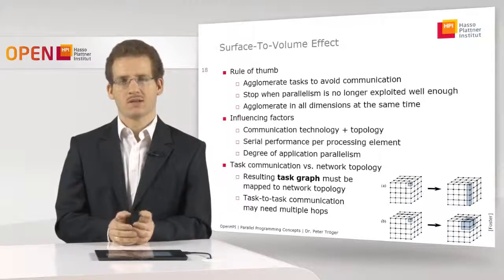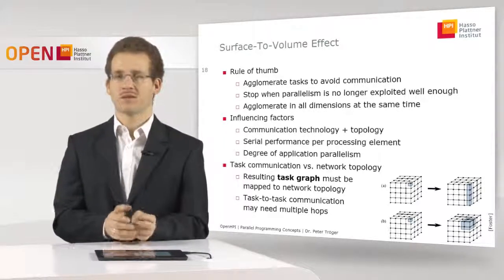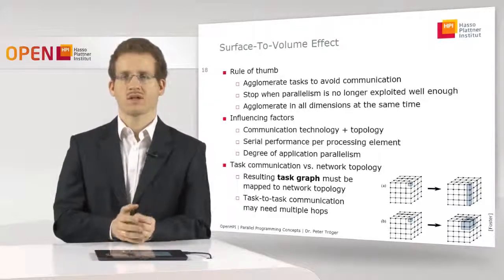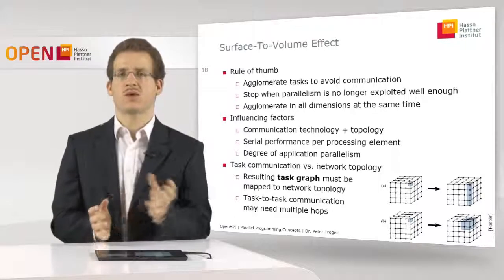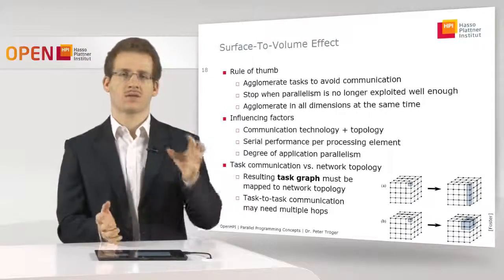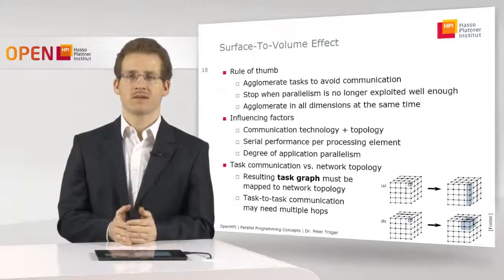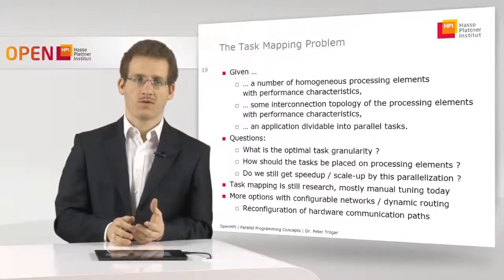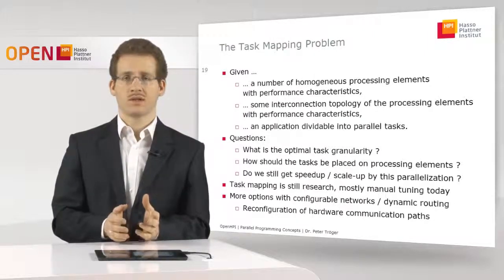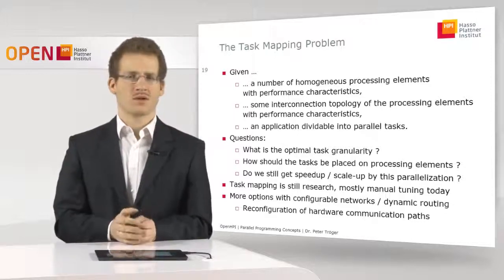The task communication graph you get from your parallelization attempt and the network topology, they must map on each other. This is known in research as the task mapping problem. So you have a task graph, a couple of tasks communicating with each other, and you have your interconnect technology, and somehow you now must map this application task graph onto the execution environment. And this is something that is an unsolved problem. So the idea of having a generic solution here is not feasible. This is a graph mapping problem, and there's still research going on.